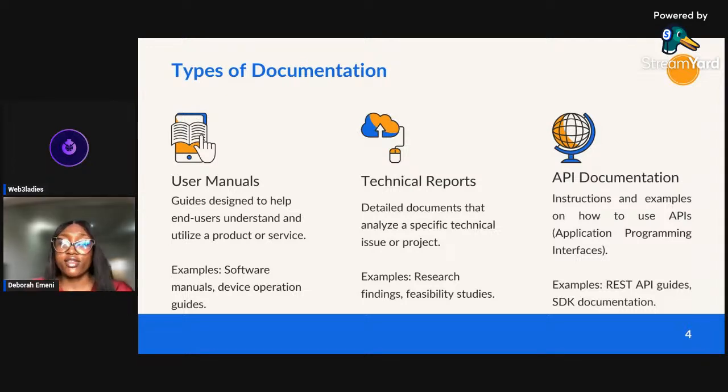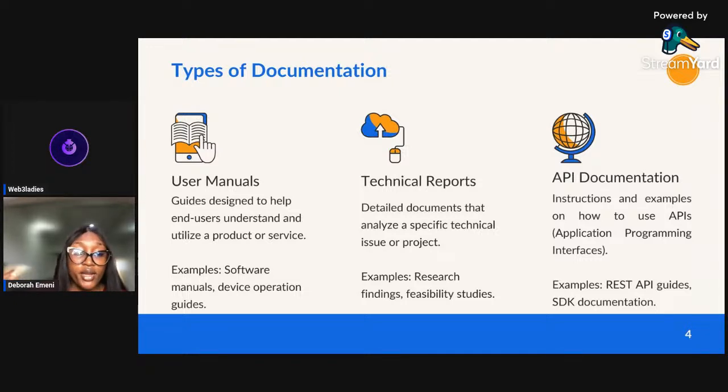So we have several types of documentation, and each of them serves different purposes. They have their different purposes. On the screen, we have several. Let's start with user manuals, technical reports, and API documentation. So what are user manuals? User manuals are basically guides designed to help end users understand and utilize a product or service. That's what user manuals are.